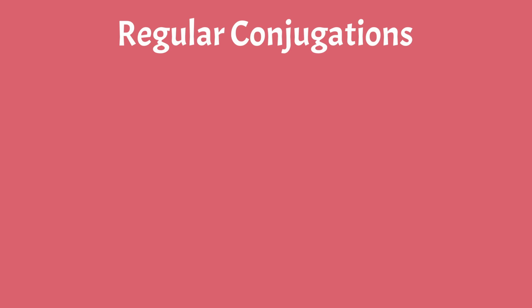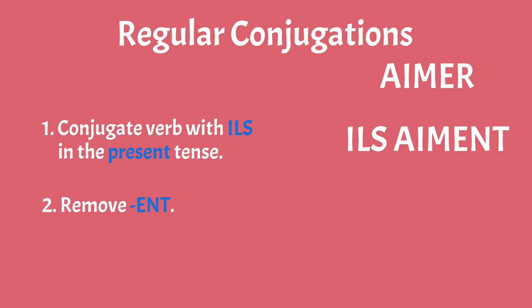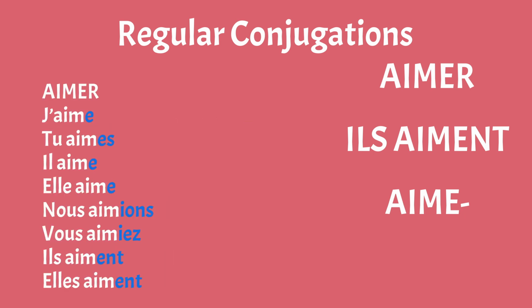The regular verb conjugations for the subjunctive are pretty straightforward. We follow 3 steps. 1. Conjugate the verb as you normally would in the present tense with "ils" with an S. 2. Remove the "ent". And 3. Add the appropriate endings for the subjunctive present. So you end up with j'aime, tu aimes, il aime, nous aimions, vous aimiez, ils aiment.